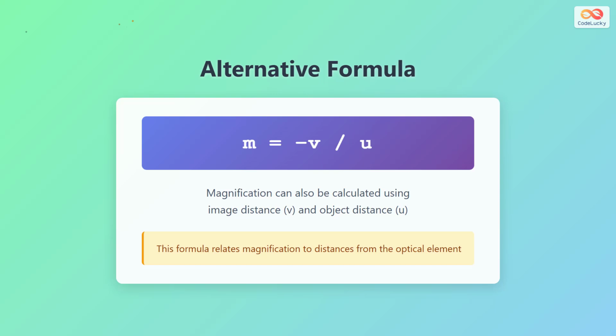There's another way to calculate magnification using distances instead of heights. The formula is m equals negative v divided by u, where v is the image distance from the optical element and u is the object distance from the optical element. This alternative formula is particularly useful when you know the distances, but not the actual heights of the image and object. Both formulas will give you the same magnification value.